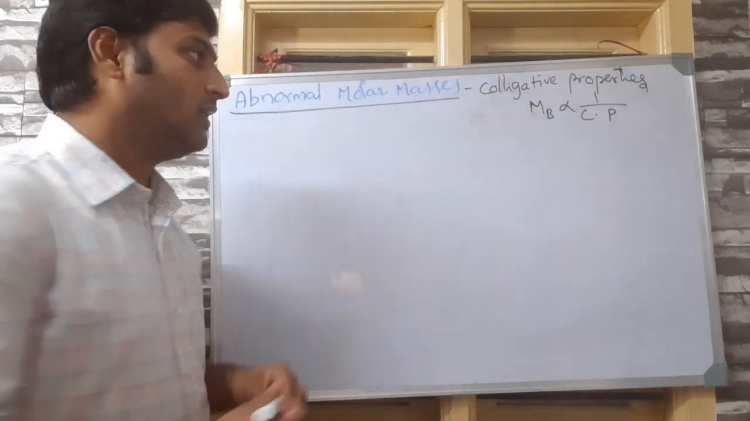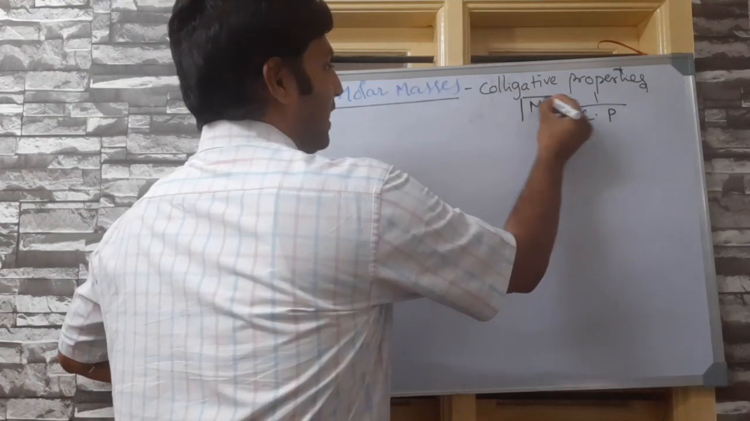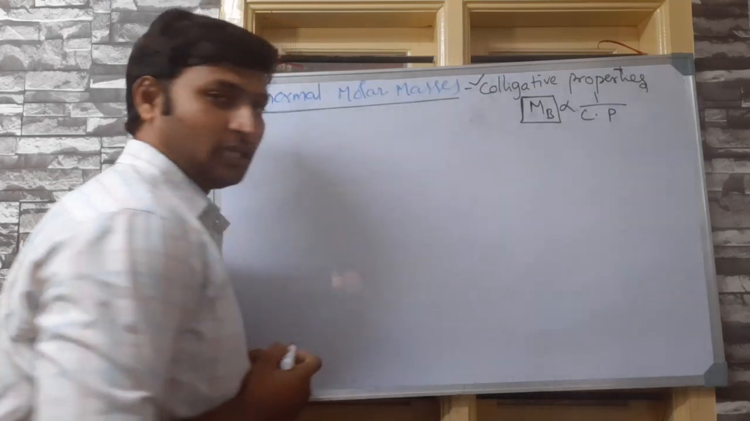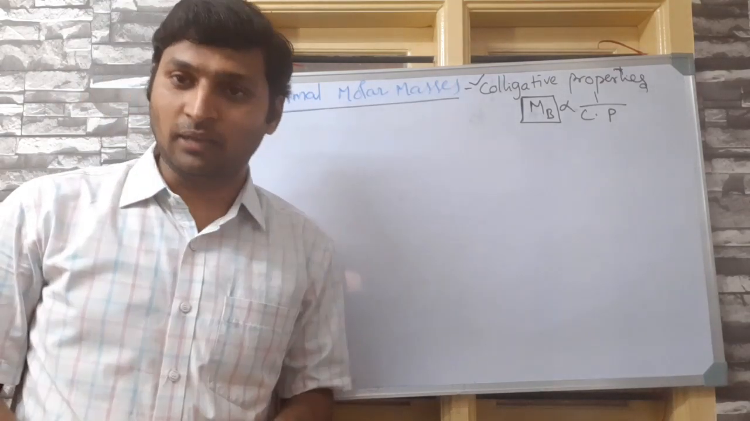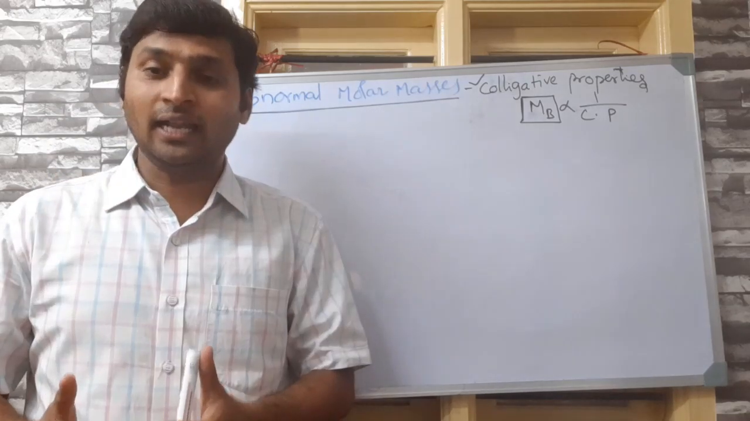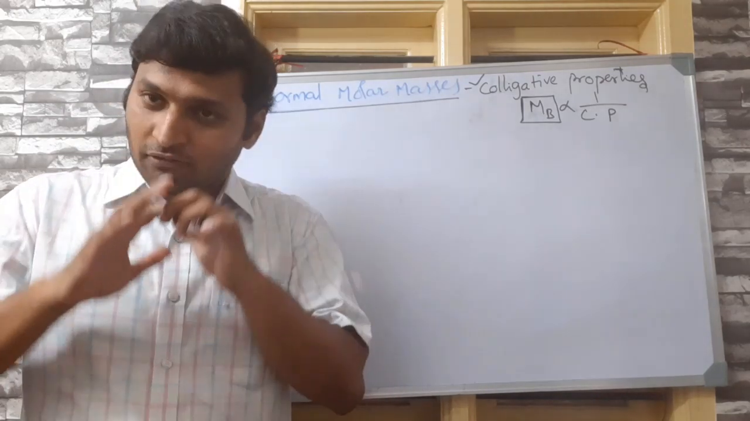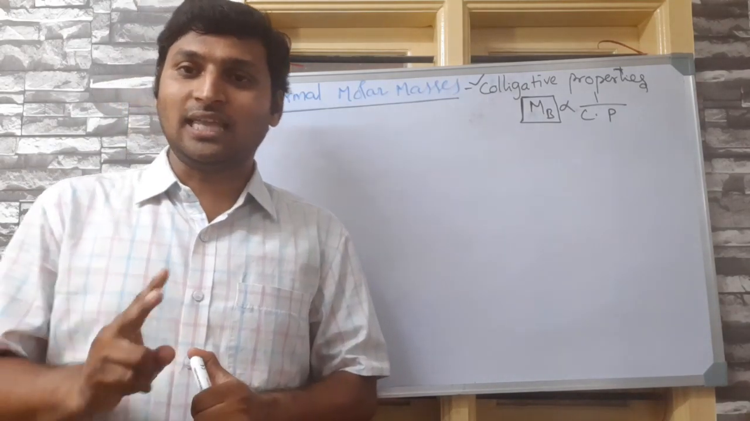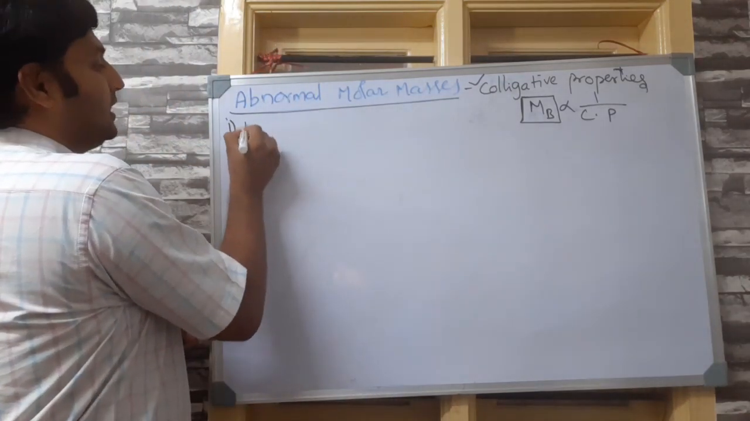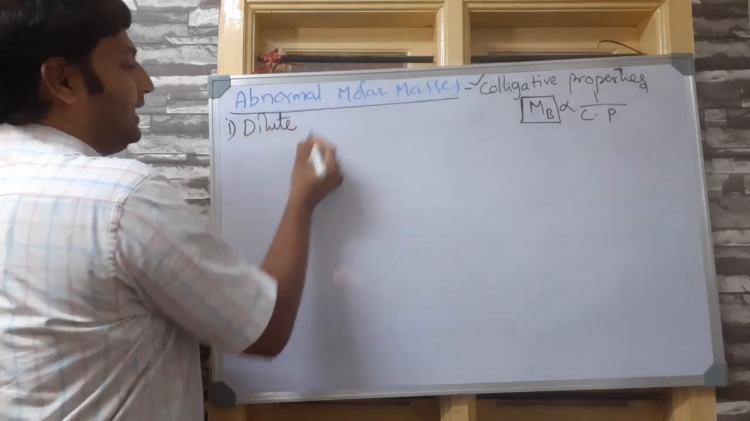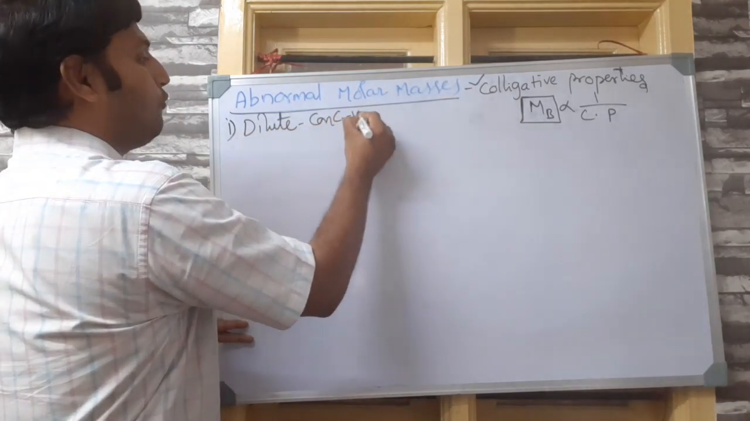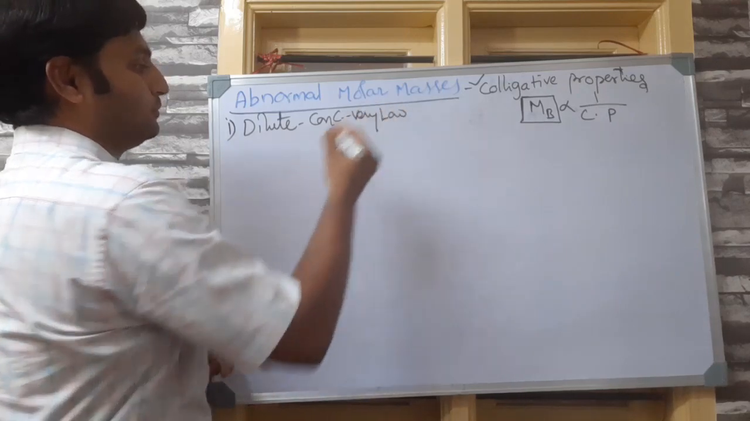Now, if this molar mass value which you have determined using colligative properties has to be reliable, trustworthy, accurate, and considerable, then there are two conditions. One, the solution must be highly dilute. The concentration of the solution must be very low.